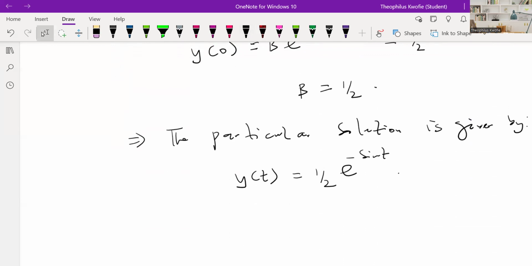Does that make sense? I hope that makes sense, right? Good. That is what this problem is all about.